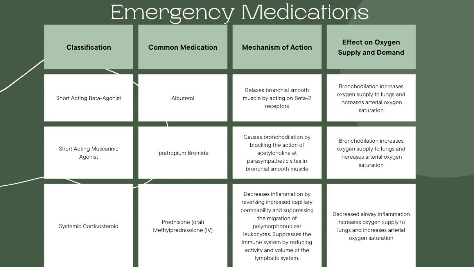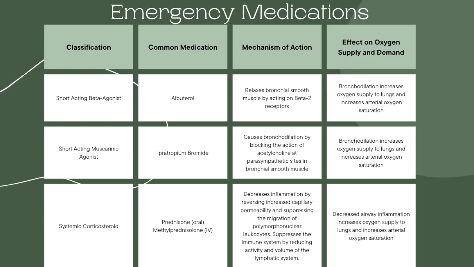Oxygen demand increases during a COPD exacerbation as a result of altered work of breathing from airway inflammation and narrowing. These medications result in the relaxation of airway smooth muscle, increasing diameter and decreasing resistance in the airway. This helps to increase oxygen supply to the lungs, thereby increasing arterial oxygen saturation.